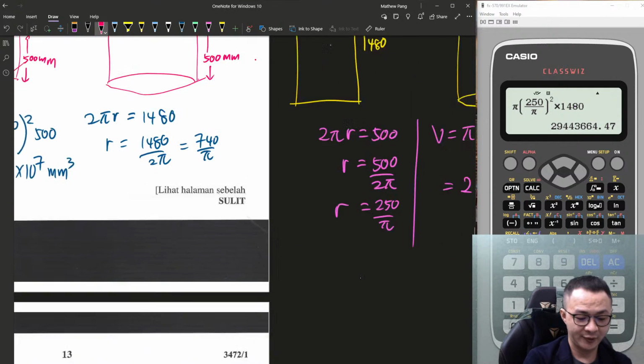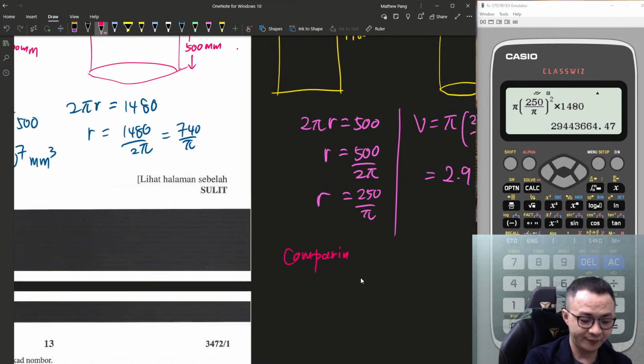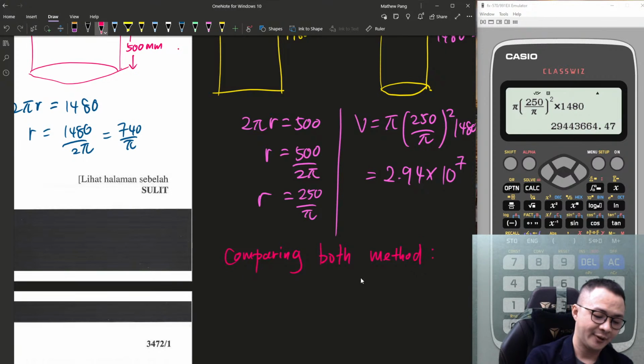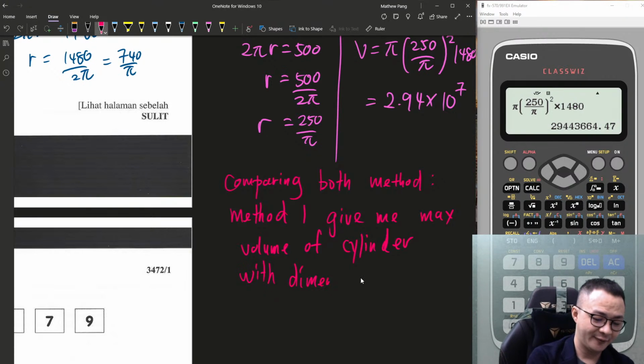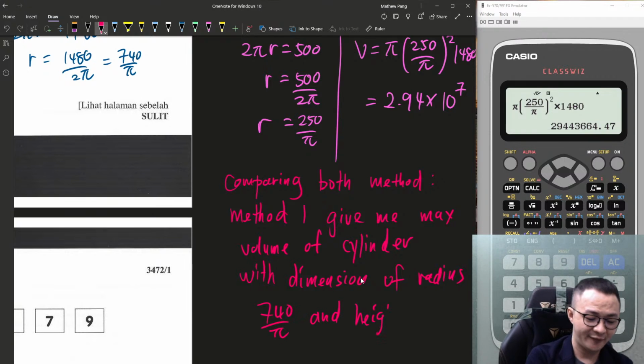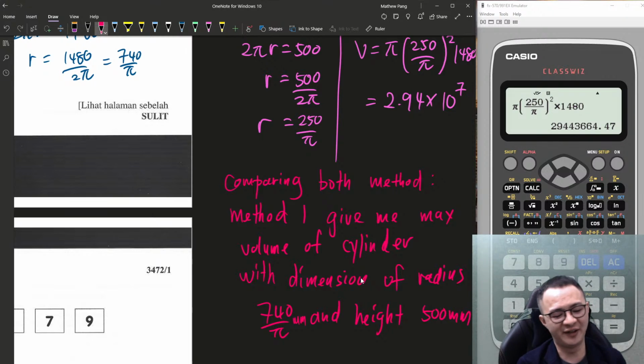So comparing both methods, method number 1 gives me the maximum volume of cylinder with dimension of radius 740 over pi, and height 500 mm. Yeah, you just use your own way to give a conclusion.